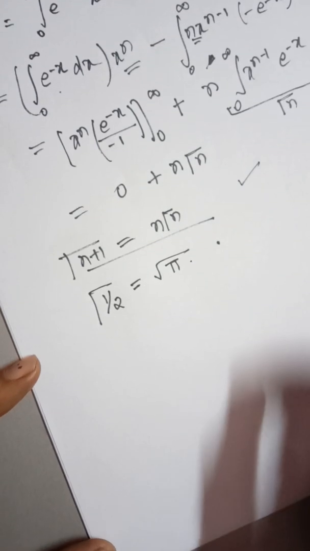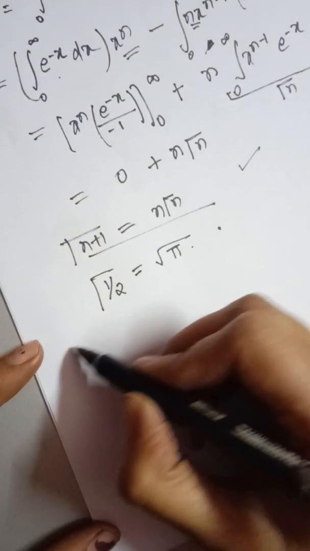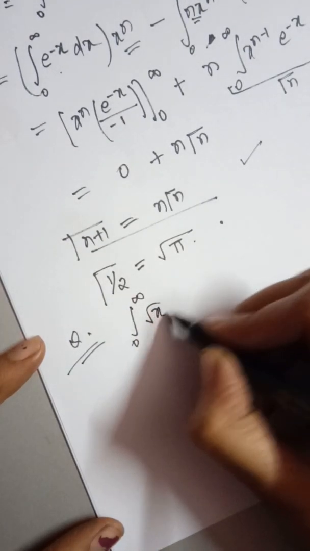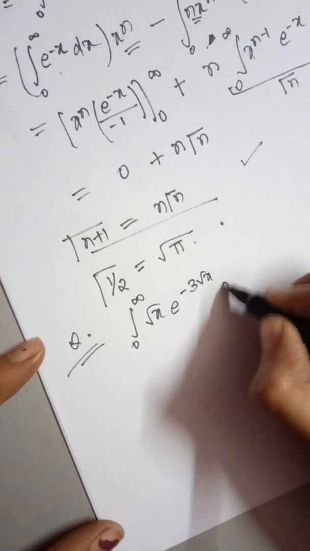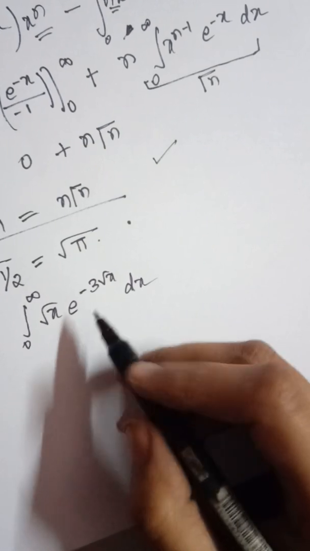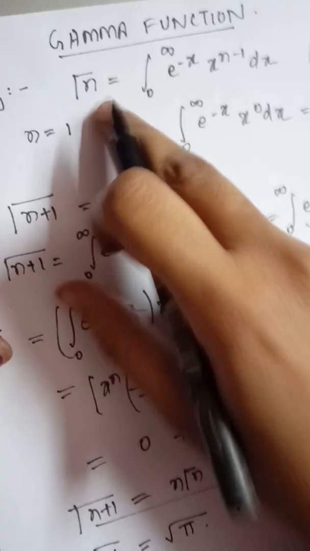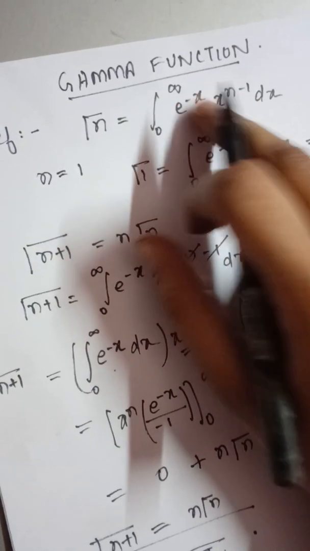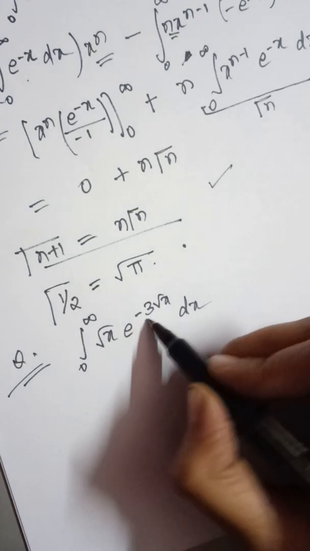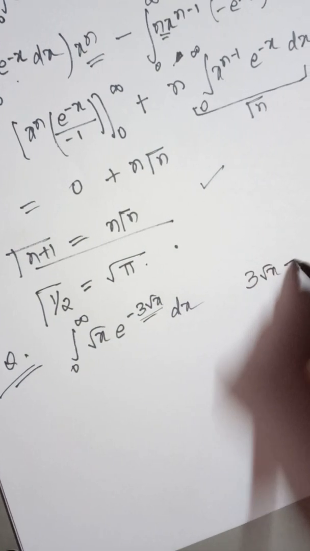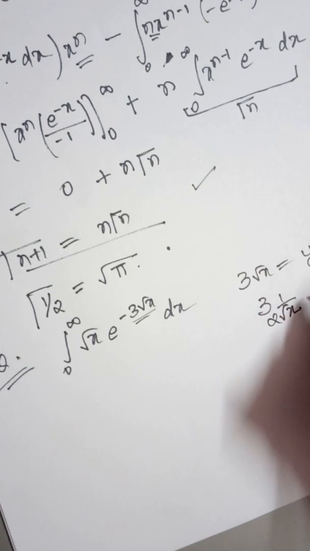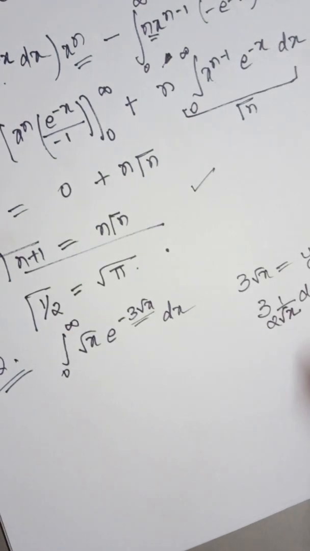Now let's try to solve a very simple question that was asked in GATE in a previous year, and the question is as follows: the integral from 0 to infinity of root x e to the power minus 3 root x dx. From the question itself, you can easily get to know that this is something related to gamma because it is of this definition form: e to the power something, x to the power something, right? Now let's take this 3 root x to be y. So 3 times 1 by 2 root x dx is equal to dy, right?